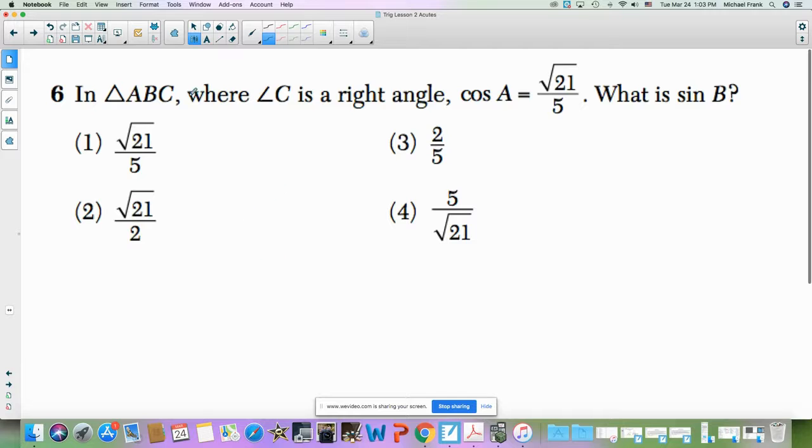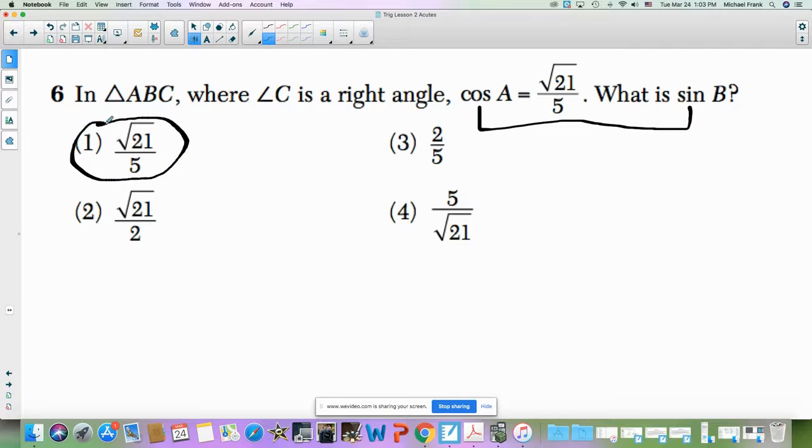And finally, in triangle ABC, where C is the right angle, so A and B, again, are the two acute angles of a right triangle, which means the cosine of one will only be equal to the sine of the other when they are complements, which they are. Therefore, the cosine of A and the sine of B will always be exactly the same. So if the cosine of A is radical 21 over 5, so is the sine of B.